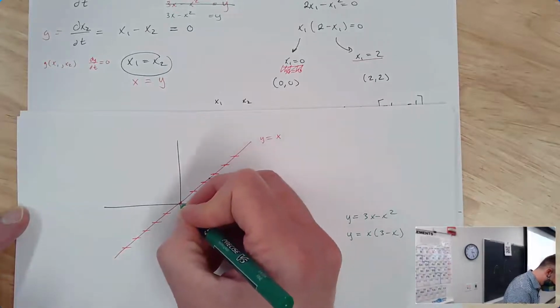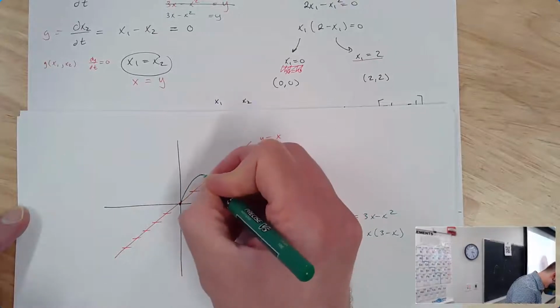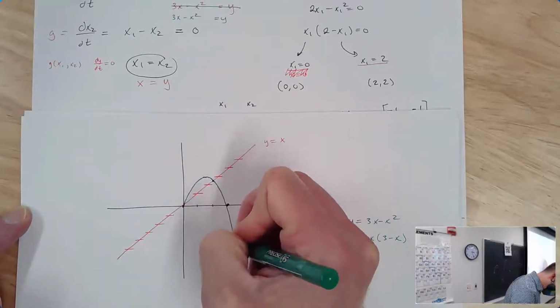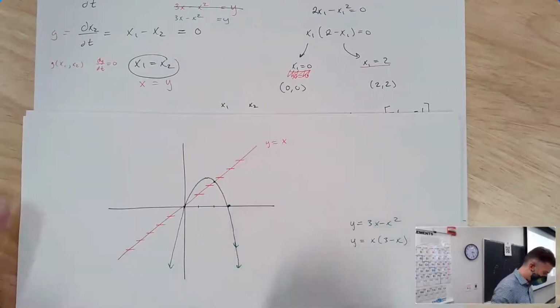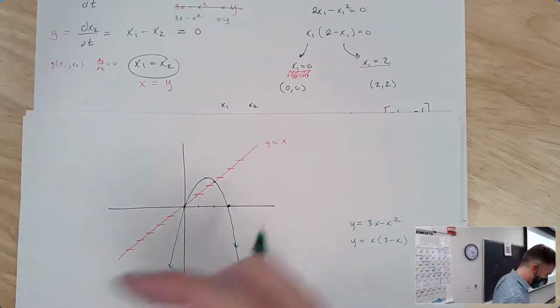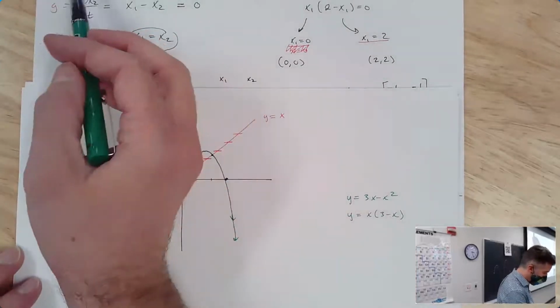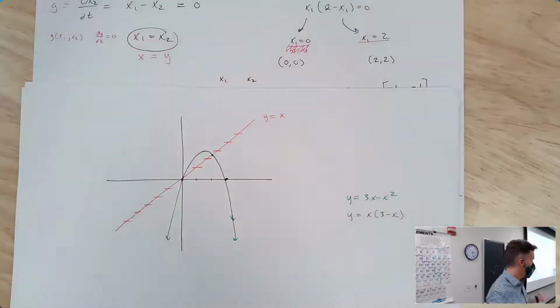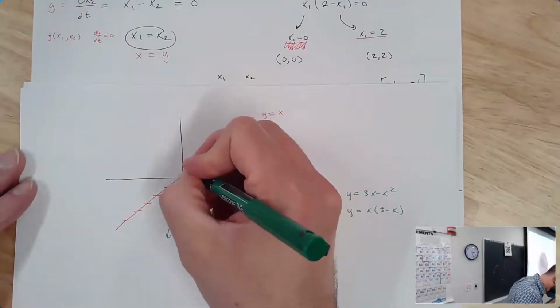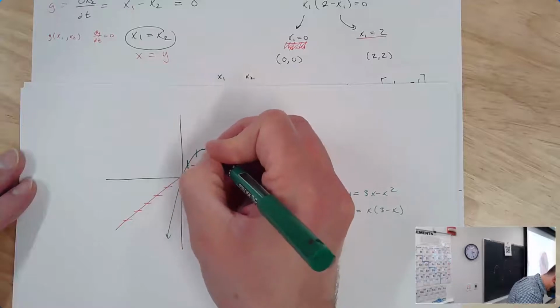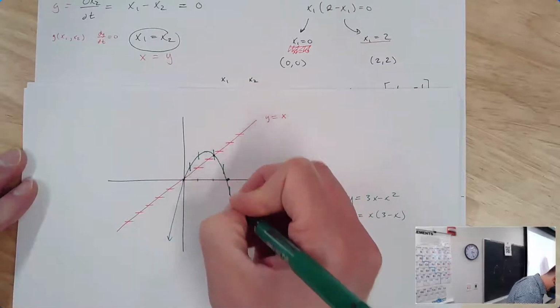Here's what that looks like. And on this parabola, there's no change in the x direction, right? dx/dt is equal to 0. So all the change is not horizontal, all the change is vertical. There is no change left to right, there's only change up or down. So the arrows would point up or down on this curve here.